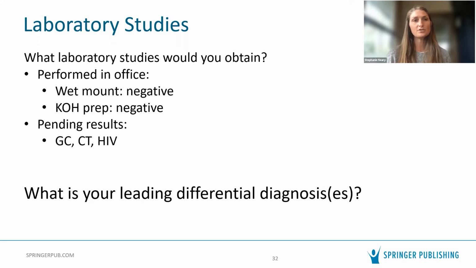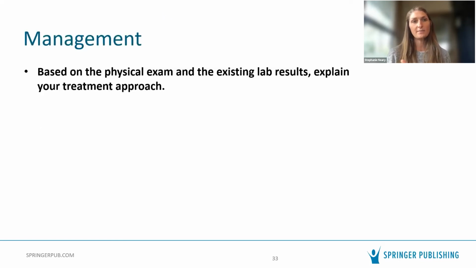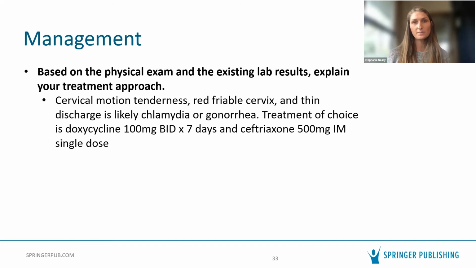So once we establish our leading differential, we can say that based on our physical exam, based on these existing lab results, what are we going to do to treat this patient? We had many different things with many different treatment options on our differential there. But for this patient specifically, that cervical motion tenderness, that red friable cervix, the thin vaginal discharge makes it most likely to be chlamydia or gonorrhea. So our treatment of choice for that is going to be doxycycline and ceftriaxone.